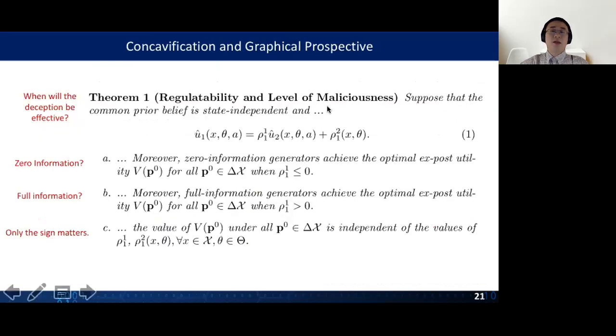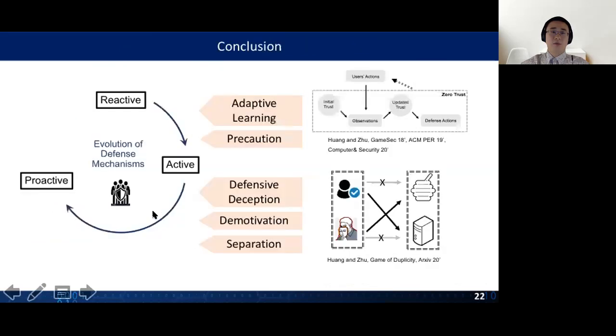We further investigate the problem of when the deception will be effective. We find the conditions where zero information and full information will be the optimal policy. We further find that only the sign of the parameters rho 1 and rho 2 matters in determining the value of the defender's optimal utility. Here is the conclusion.